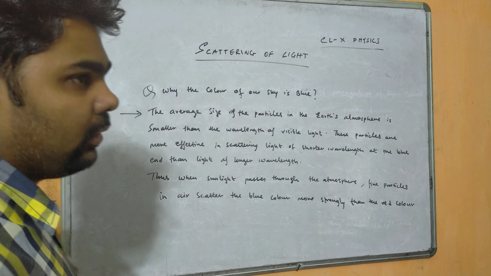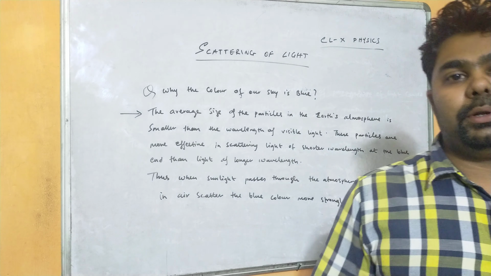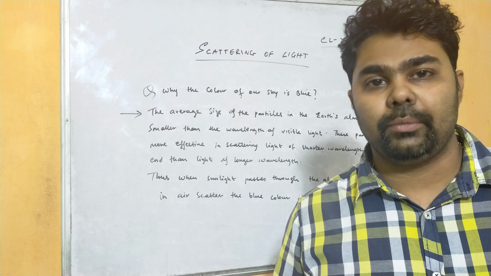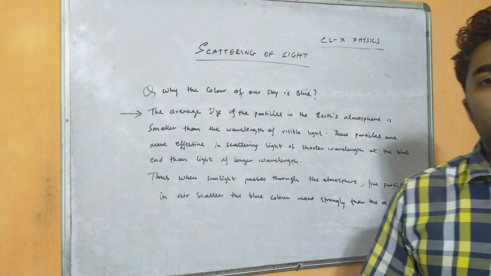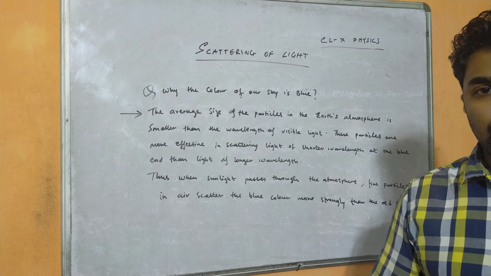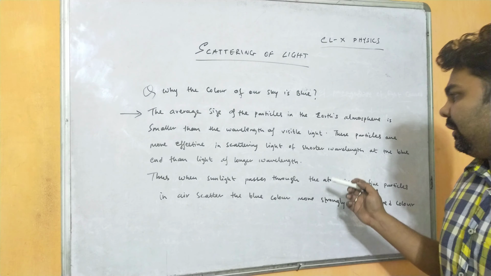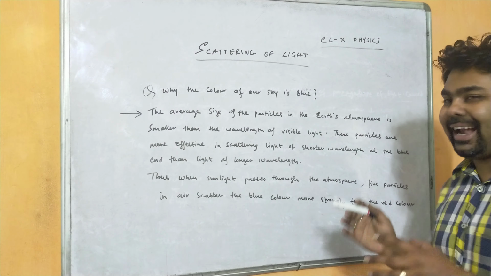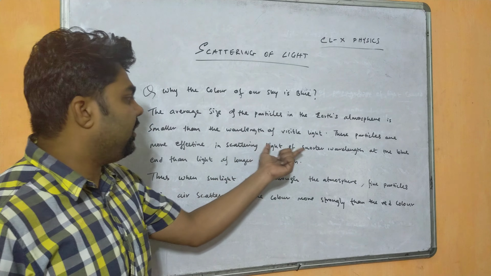The reason is that the average size of the particles in the atmosphere is very small as compared to the wavelength of visible light. So as the particles are very small, when the sunlight passes through them, it scatters the shorter wavelengths and scatters less of the longer wavelengths of light. The average size of the particles in the Earth's atmosphere is smaller than the wavelength of visible light. These particles are more effective in scattering light of shorter wavelength.